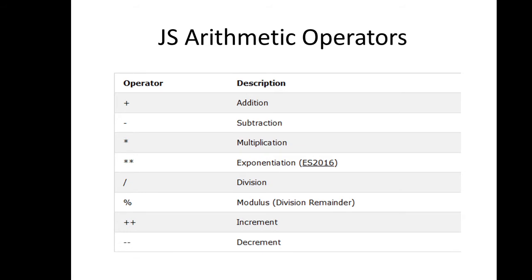Here are the JavaScript operators. These are the arithmetic operators. Plus is for addition, so no problem with that. Minus is for subtraction. The asterisk is for multiplication, and the double asterisk is for exponentiation. But you may find that this is not supported by other browsers, maybe if you are using an old browser. Slash is for division. The percent is for modulus or division remainder. The plus plus is for increment, and the double minus is for decrement.